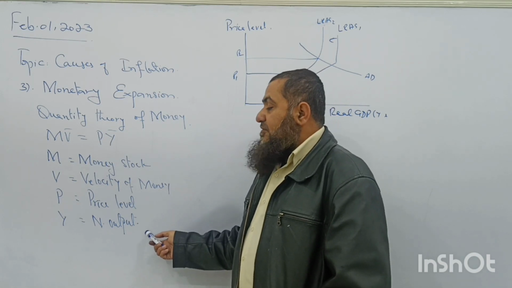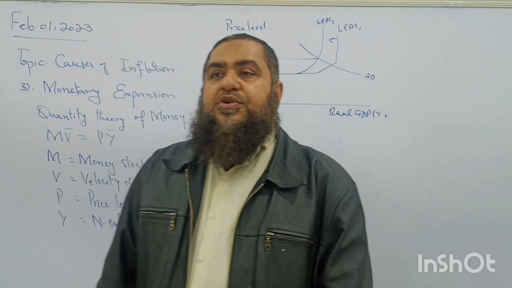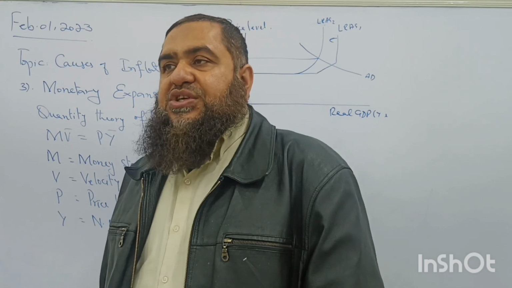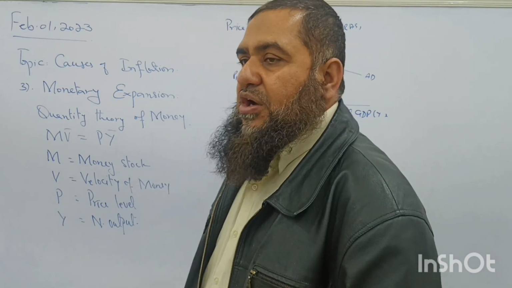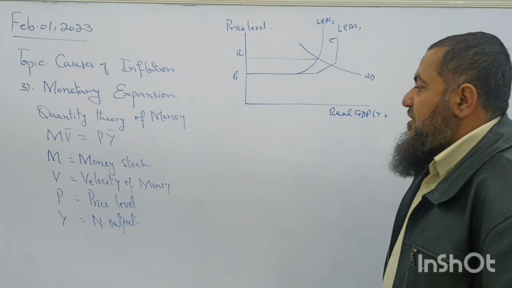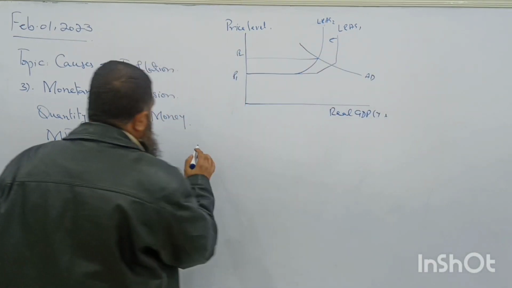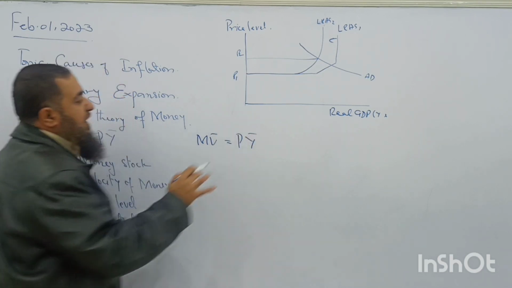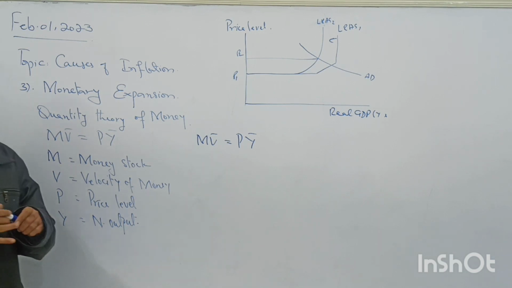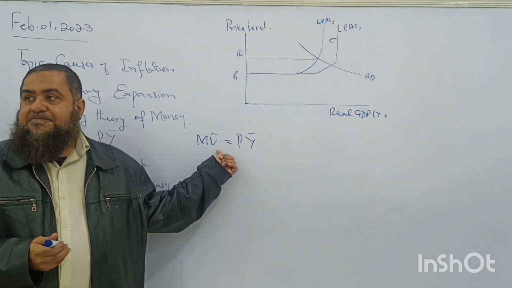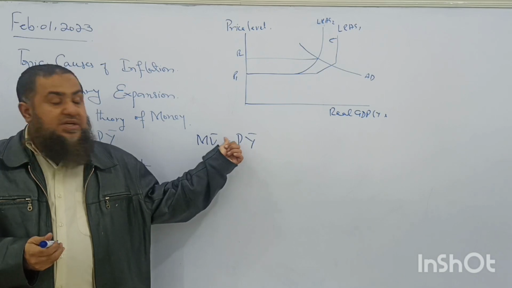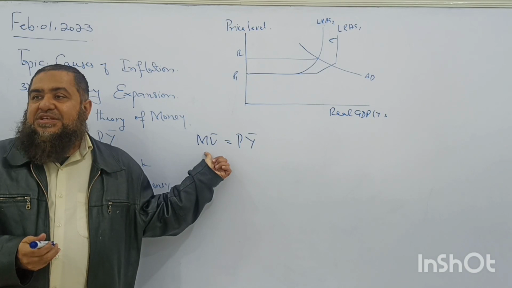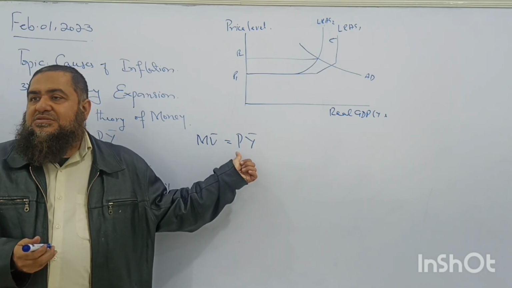P stands for price level and Y stands for national output. In some books it is written T instead of Y. T means transactions, and Y stands for national output. So transactions are made on the national output produced. Now look here. I have told you MV is equal to PY. Velocity of circulation is fixed. We have put a bar on it, and national output is also fixed. So any change in money supply will cause a change in the price level.